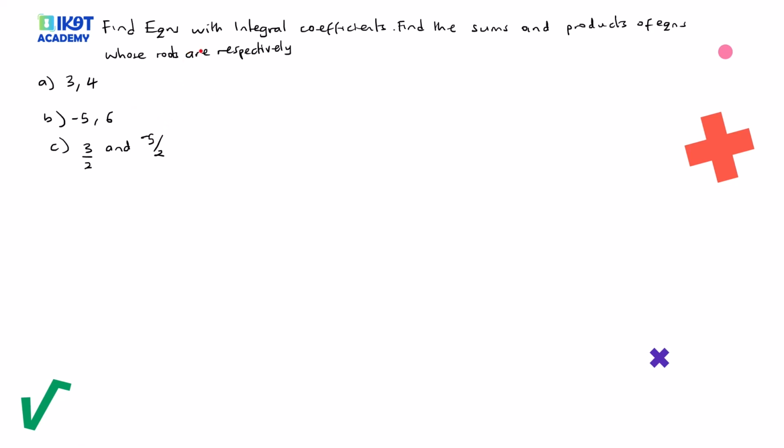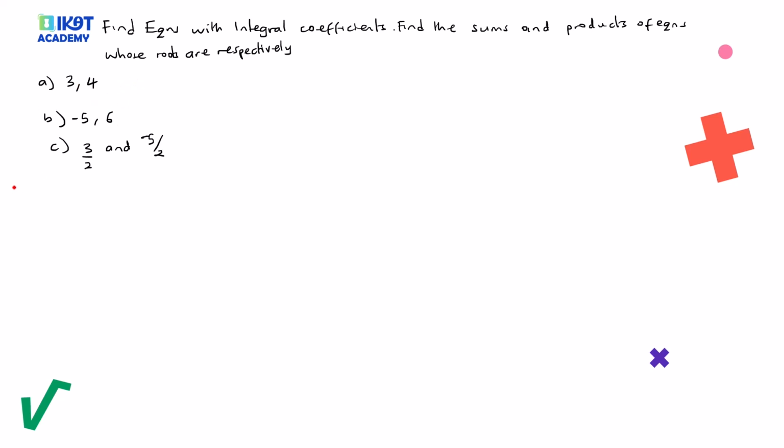now we have these: find equations with integral coefficients and then find the sums and the product of the equation whose roots are respectively. So now here they want us to find equations. Remember at the start how we would have done this, would have said x is equals to 3, x is equals to 4, then we expand like that until we find an equation.